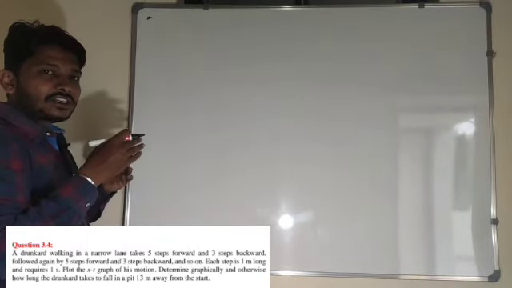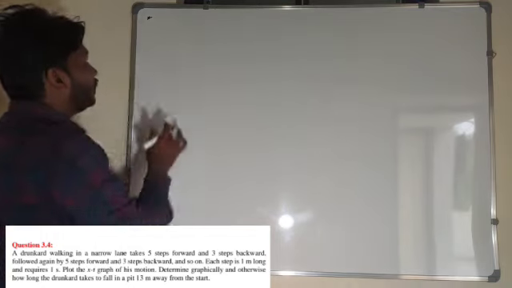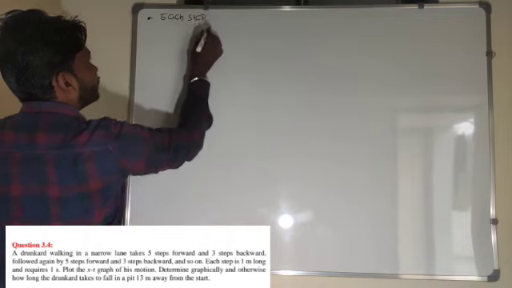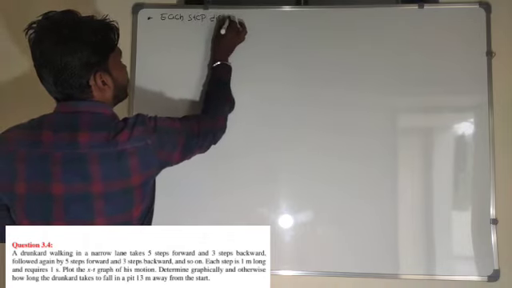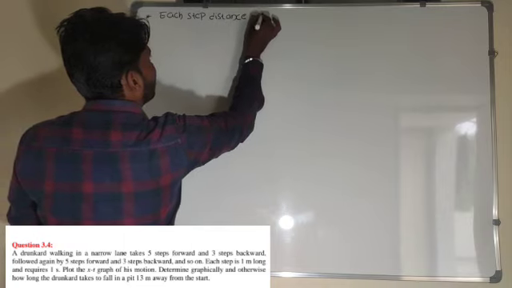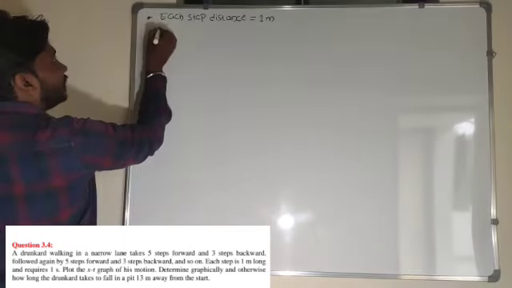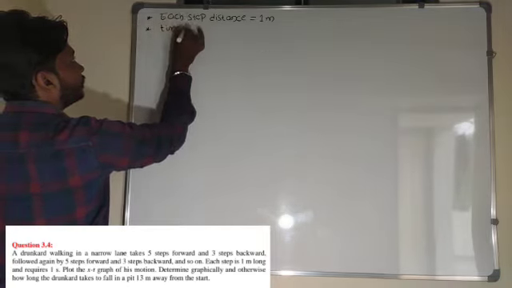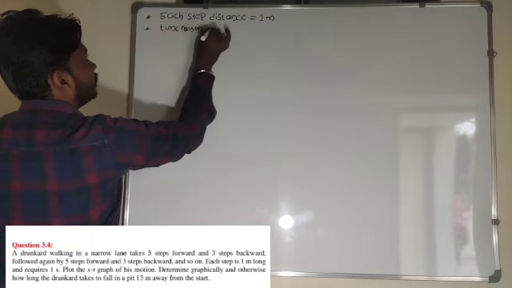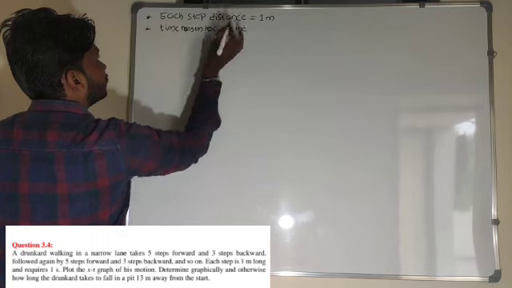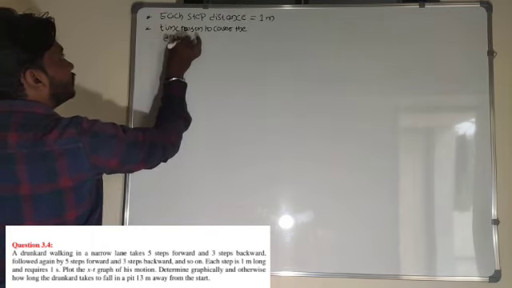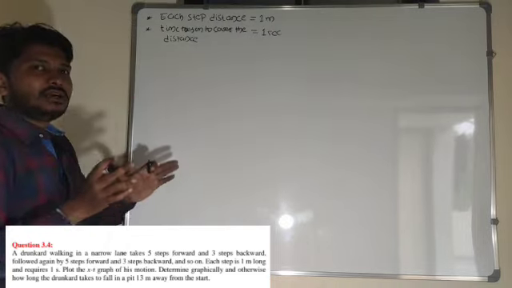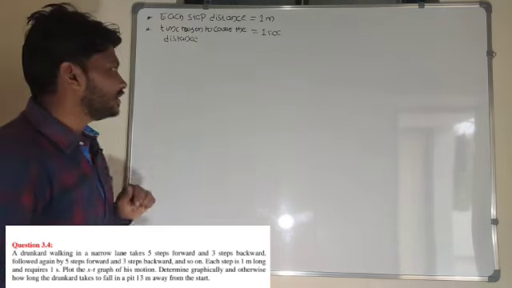First, look at the distance traveled in each step. Each step distance is equal to 1 meter. Time taken to cover the distance is 1 second. So first I will draw the position-time graph for his motion.